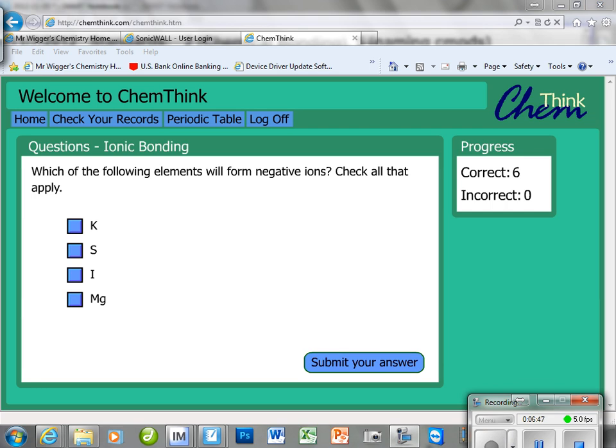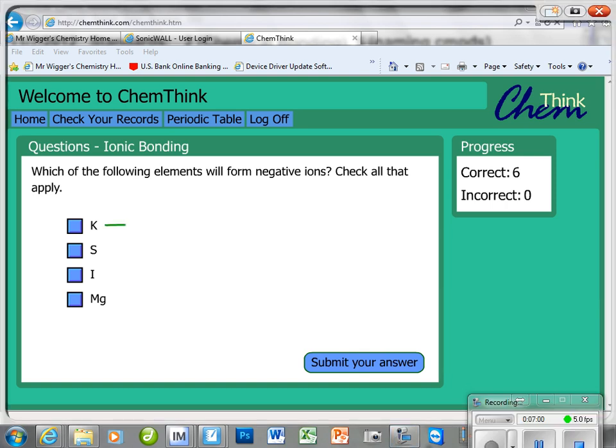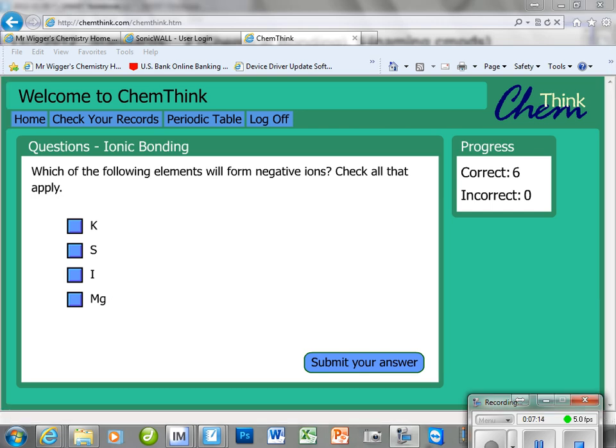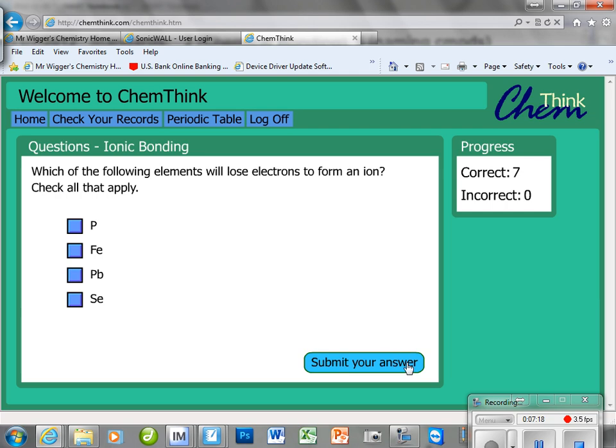This problem is essentially exactly the same as the last one. Which of the following will form negative ions? Okay, there's two nonmetals there. Potassium is a metal. Magnesium is a metal, but sulfur and iodine are nonmetals. And so they will indeed form negative ions. So we just hit those two guys and we're on our way.